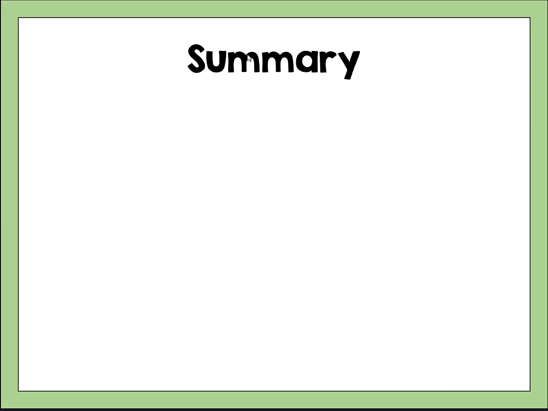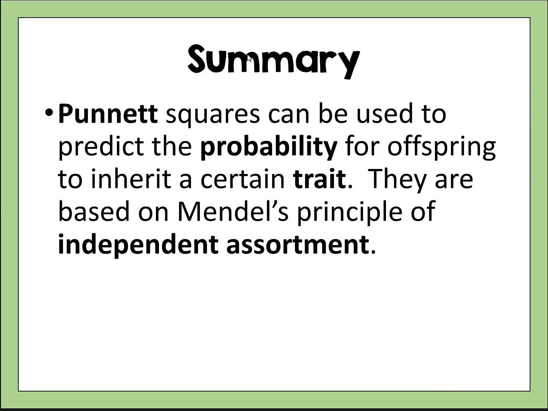So in summary, Punnett squares can be used to predict the probability for offspring to inherit a certain trait. They are based on Mendel's principle of independent assortment.